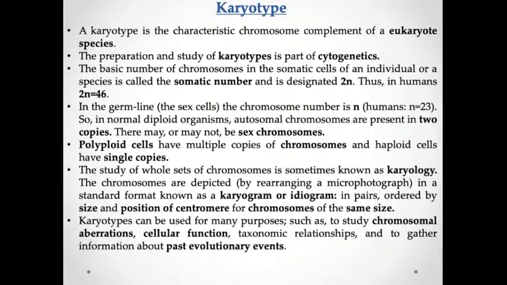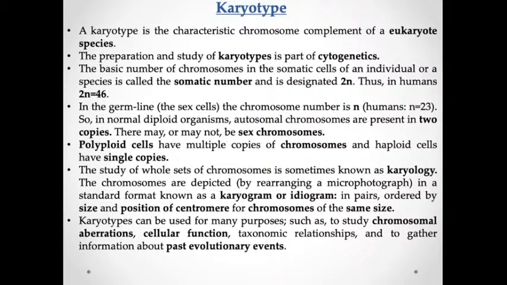So what is a karyotype? It's the characteristics of the chromosome complement of a eukaryotic species. The preparation and study of karyotype is a part of cytogenetics. The basic number of chromosomes in the somatic cell of an individual species is called the somatic number and is designated as 2n. Thus in humans 2n is equal to 46, whereas in your germline, the sex cells, the chromosome number is n equals 23.